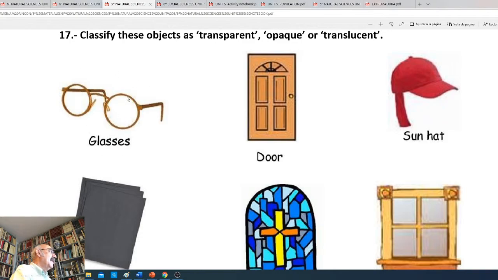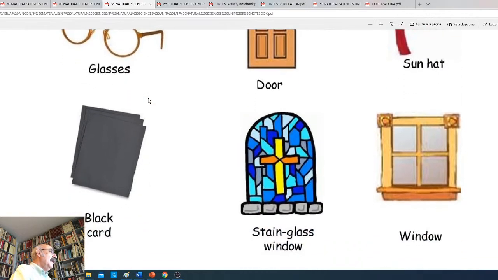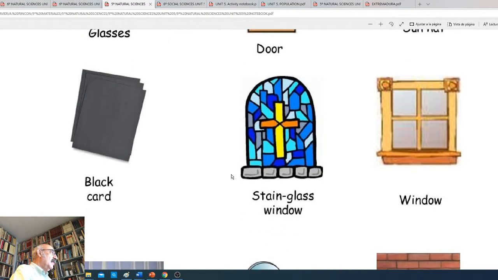They are transparent. Now let's move to this stained glass window. This is the English for our Spanish, vidriera. You can see them in many places, especially churches. Okay, stained glass window. What do you think?